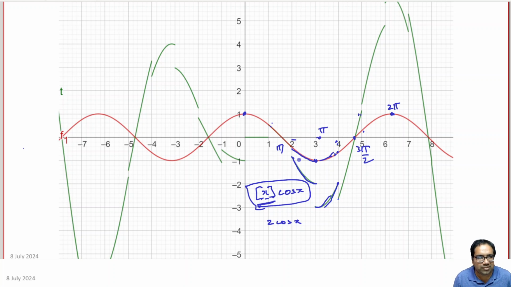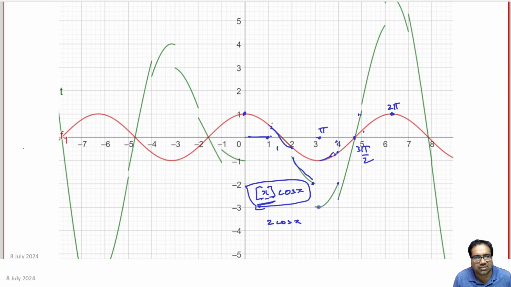So, this graph, greatest integer function of x into cos x, breaks at every integer. This one is creating that break. Though cos x is actually continuous, because there is a break, at 1 there is a break, because on one side it is here, on the other side it is here. At 2 there is a break because one side it is here, another side it is here. Please look at the green ones. At 3, there is a break.